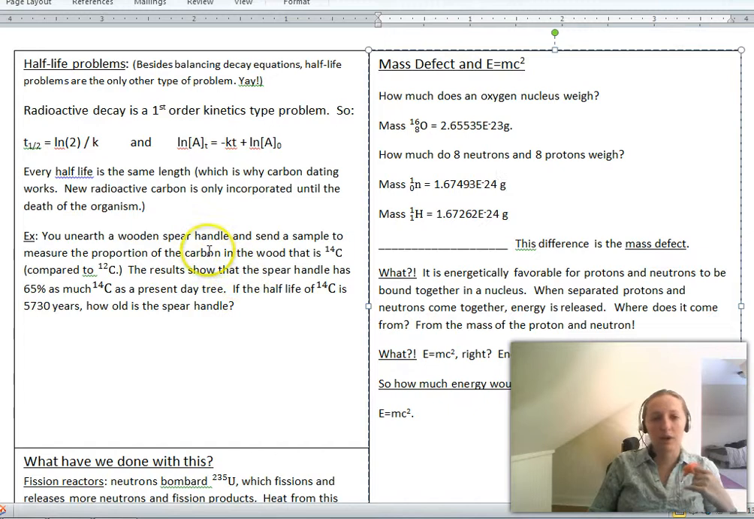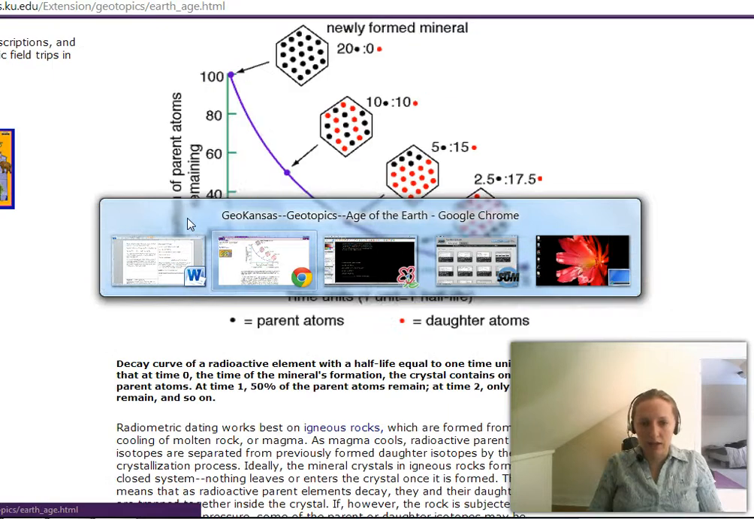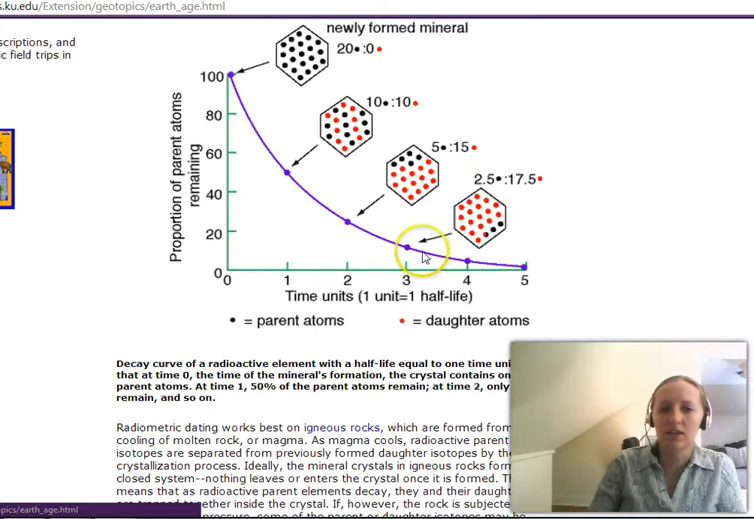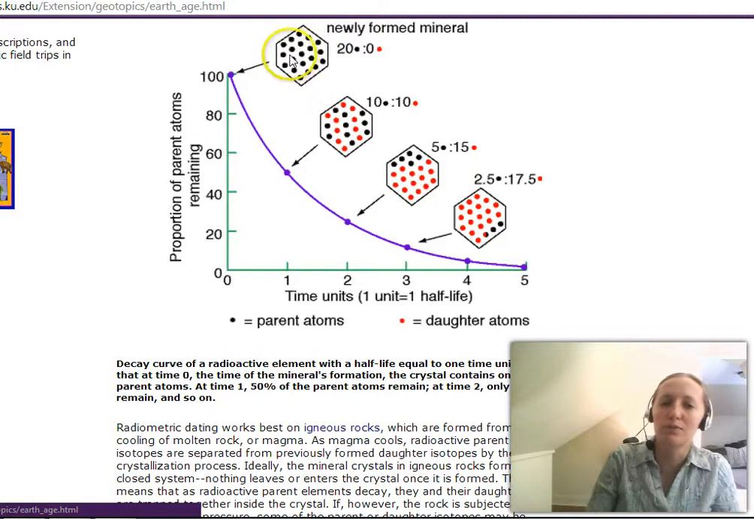But first, let's talk about the concept of half-lives, which is when you have something that is radioactive, you kind of want to know how long it's going to be radioactive, and that can be described by this beautiful graph here. So this graph is showing, let's say there's some kind of mineral, and that's represented by the black dots. This is a newly formed mineral, which is all radioactive atoms of some kind. And they're saying there are 20 radioactive ones and 0 non-radioactive ones in this sample.